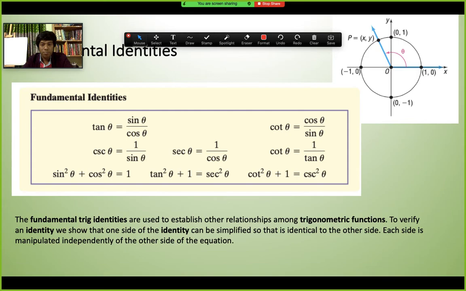And yes, this one is fundamental identities. We have sine theta, cos theta, tan theta, sec theta, cosec theta, and cot theta. These six are the six trigonometric functions, trigonometric identities, expressions. Then we can establish some relationships between them.